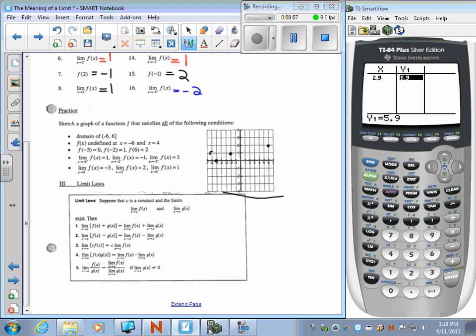I know I can put an open circle right there. I know that because my domain does not include -6, so it has to be an open circle. The second bullet told me f of x was undefined at x is -6, so again, it has to be an open circle. But the limit from the right is trying to become a +1. So I know it has to go through, towards, excuse me, the open circle at -6, 1.